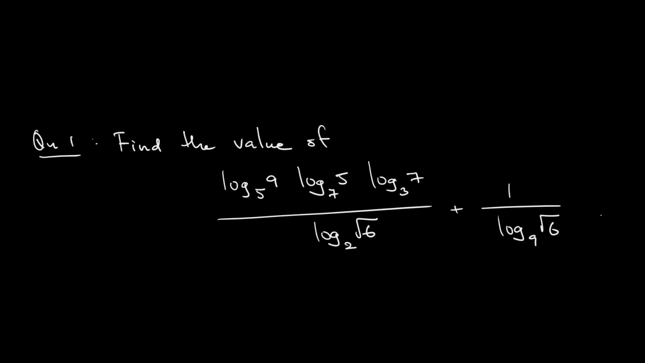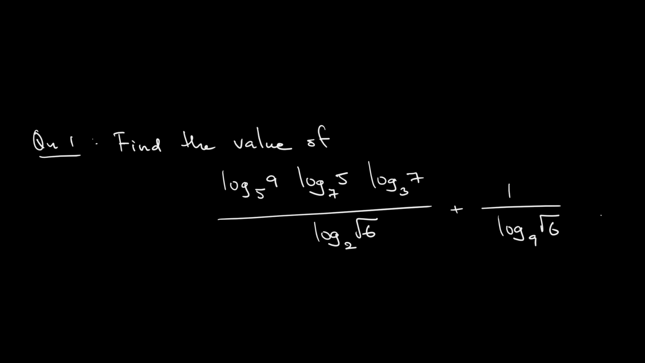To start off, we start with question 1. The question asks to find the value of this expression. So you have two fractions adding together. The first fraction is log base 5 of 9 multiplied by log base 7 of 5 multiplied by log base 3 of 7 over the denominator, which is log base 2 of square root 6, plus the second fraction, which is 1 over log base 9 of square root of 6. So what is the simplified value of this expression?